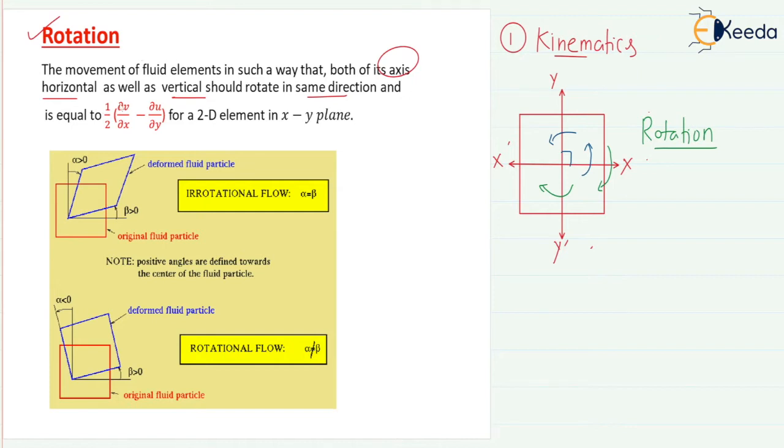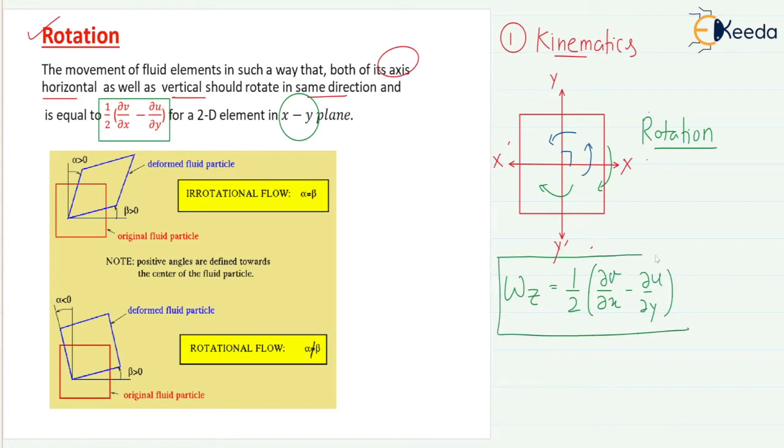Look at this. The rotation is equal to half of dou v by dou x minus dou u by dou y, for a 2D element in the xy plane. When you talk about the xy plane, that is omega z, the rotation about the z axis. So omega z equals half into (dou v by dou x minus dou u by dou y), with the y component and the x component written here. This is the formula for finding the rotation about the z axis, or the xy plane.